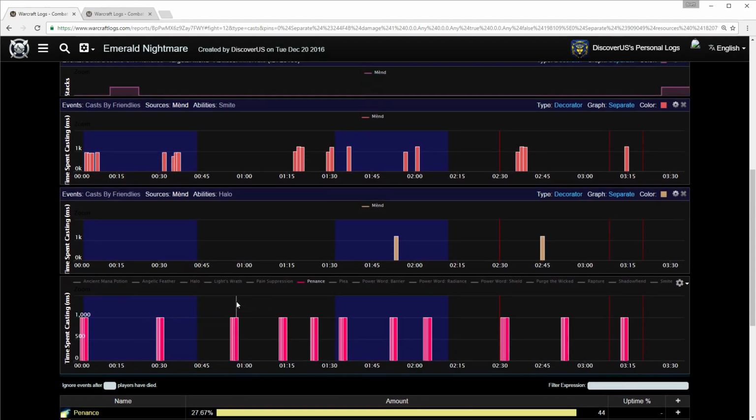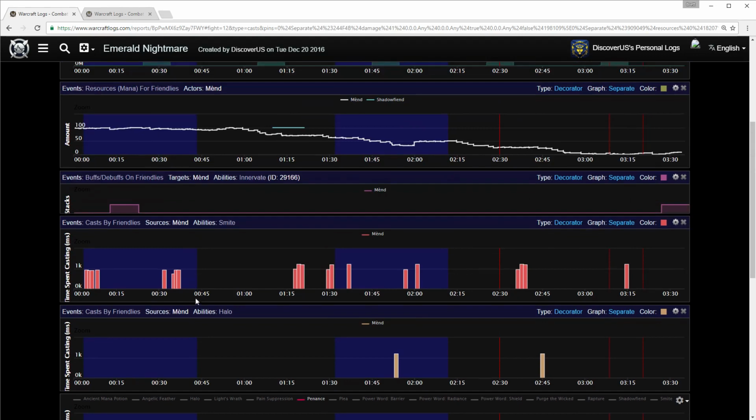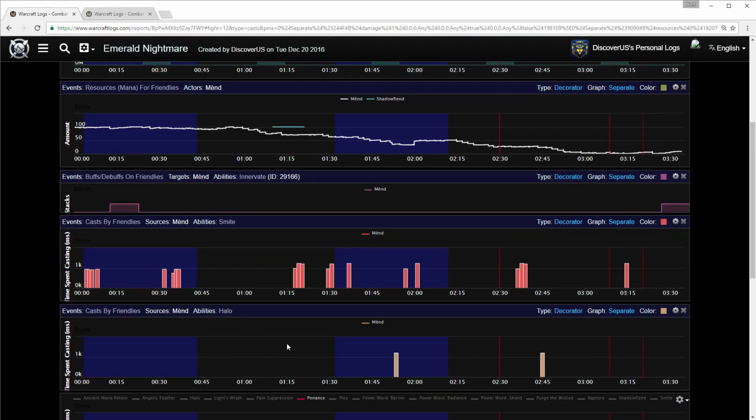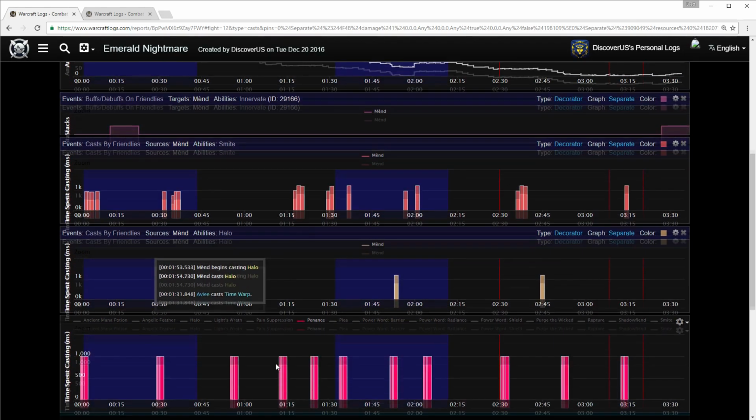So that's another problem with this. I did not cast Halo early on, which I could have very easily right in this area, probably during the first or second burst, and I did not. So that is actually one mistake that I did have. Halo is extremely good during a burst rotation.